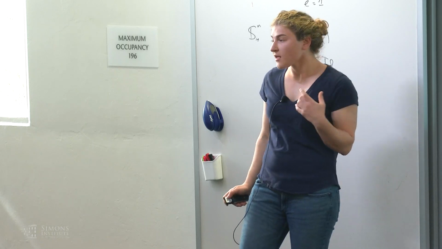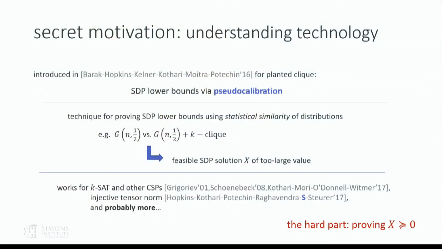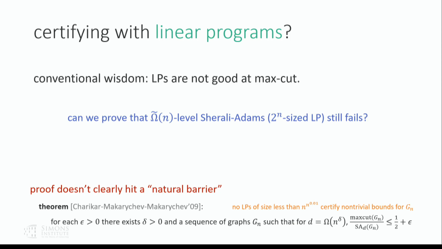The problem is, it's very difficult to show that the SDP solution that this pseudo-calibration technique proposes is positive semi-definite, right? So all of the linear constraints are pretty easy to enforce, but then the positive semi-definiteness step is quite difficult. And what better way to ignore the positive semi-definiteness constraint than to consider LPs instead, right? So that was the secret motivation for thinking about this question.